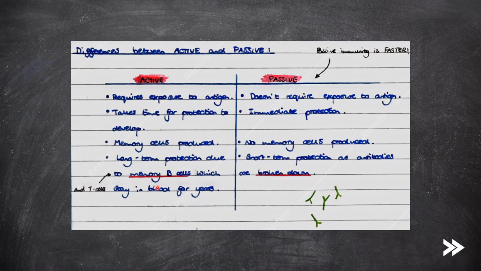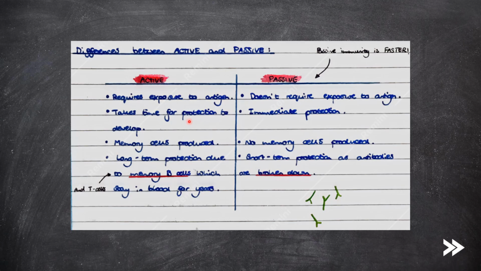So just to compare active and passive immunity, active immunity requires the exposure to the antigen. However, it takes time for protection to develop, whereas in passive immunity, you don't require exposure to the antigen and we have immediate protection. And in exams, they want you to write passive immunity is faster.